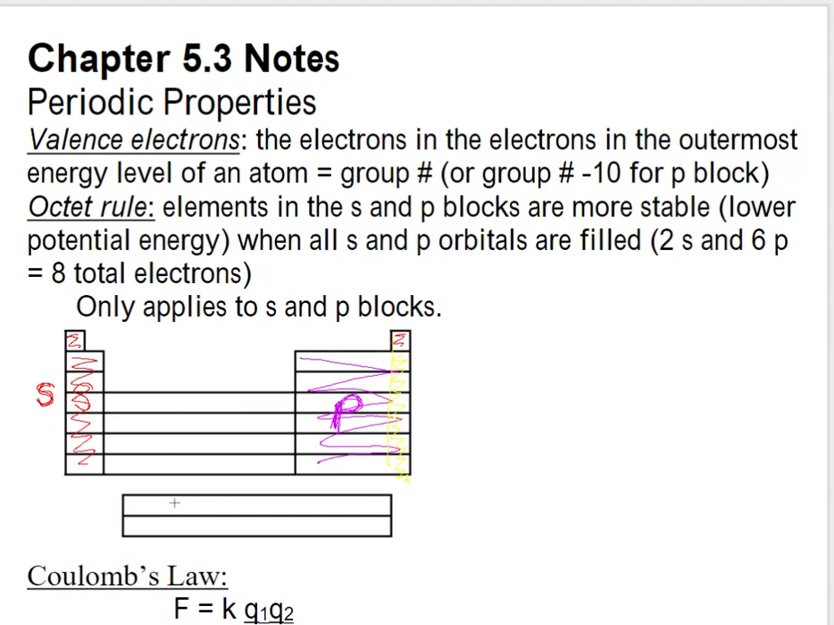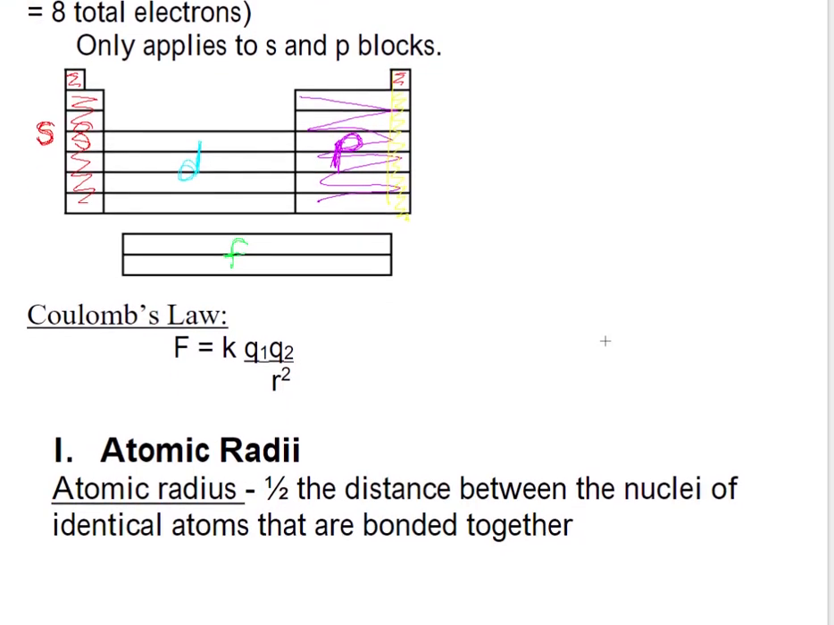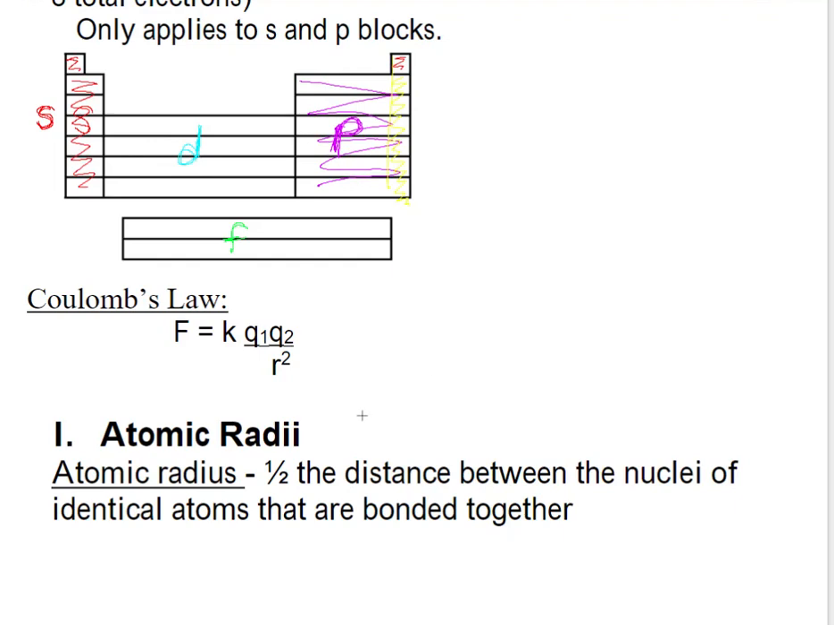The octet rule applies again only to the S and the P block. We don't worry about the D block. That would be this center one right here. We don't worry about the D block or the F block until AP Chemistry. So this F block and D block we will worry about later. The S and the P block want to have 8 electrons. Coulomb's law is the reasoning behind all of our trends that we're going to see below.